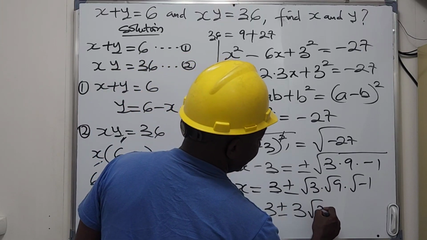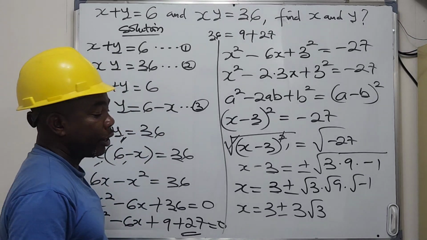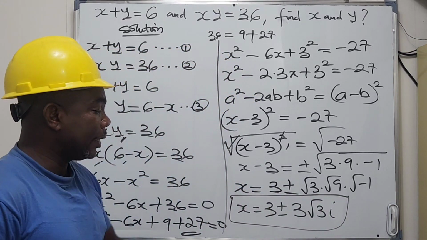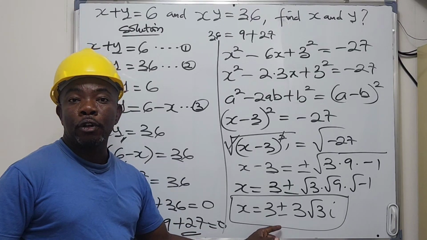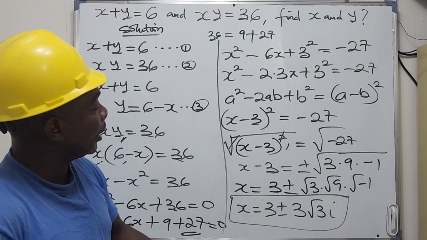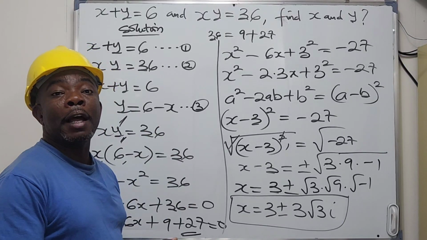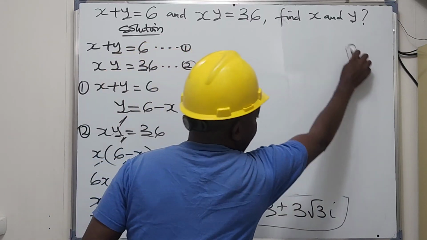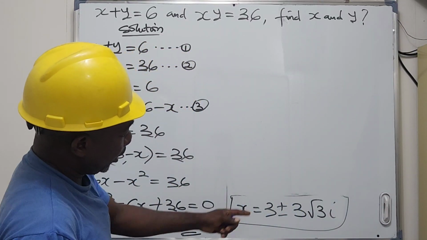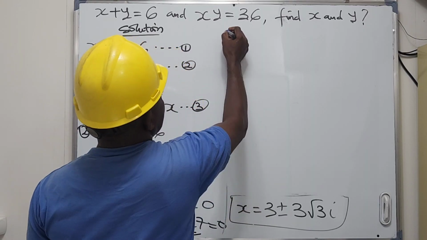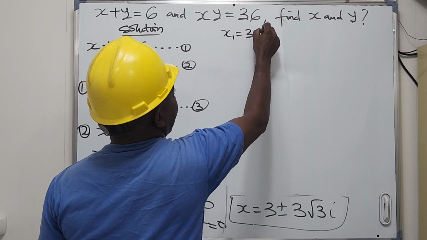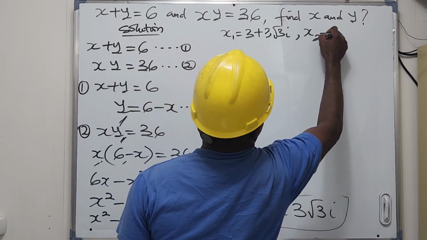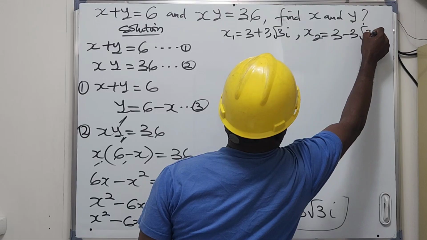So we are now left with root 3. Then the square root of minus 1 is iota, which is i. So this is the value of x that we have. And here we have two solutions because it has plus or minus. We need to substitute it back into equation 3 for us to find the value of y. So in that case, we need to clear this for us to have a clearer view. So here, as we said, x1 equals 3 plus 3 root 3 i, and we also have x2 as 3 minus 3 root 3 i.